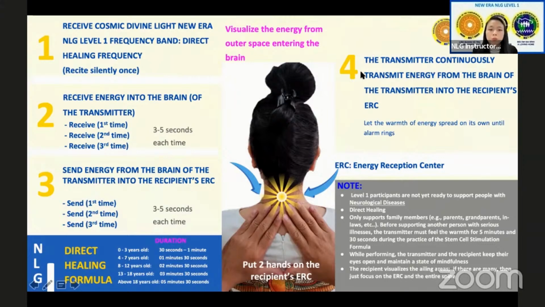And once again, you don't need to recite this repeatedly in your head. You recite this step once in your head. And then the rest of it is how you direct energy. It's things that you do instead of just reciting the wording in your head.